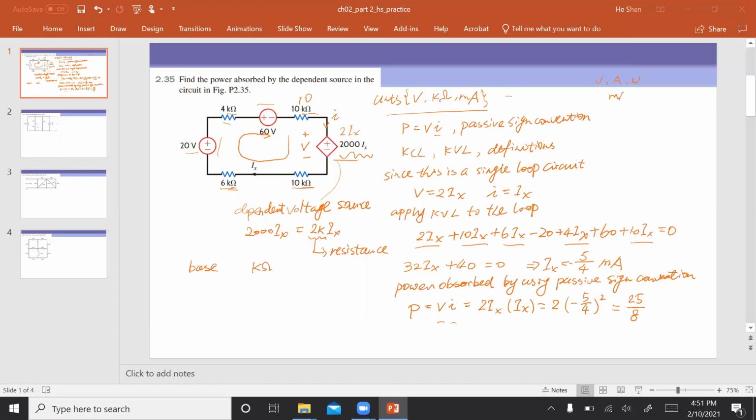Now we are using milliamp, so the watt should be equal to volt times milliamp. That will give us milliwatts. Remember, this is a place you need to pay attention. But other than that, everything else is pretty straightforward.